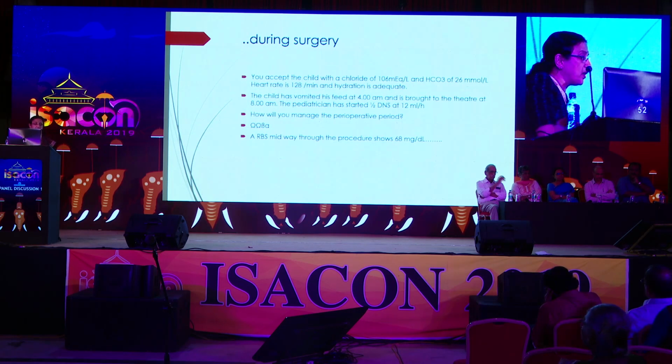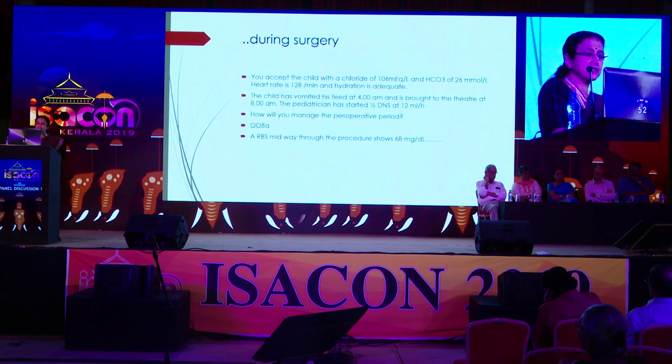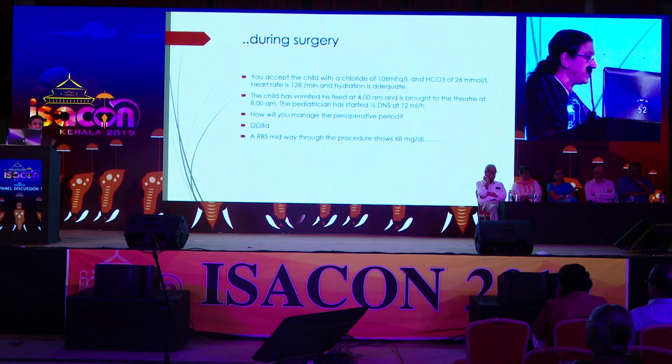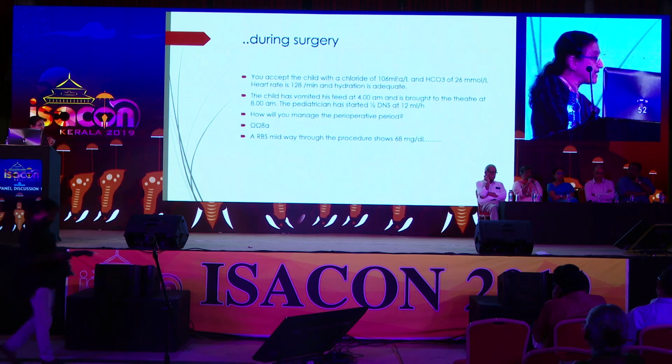The child is brought to the theatre at 8 o'clock. Meanwhile, the pediatrician has secured an IV line and the child is getting half DNS at 4 ml per kg per hour. So you get the child and you're going to give anesthesia. Leaving the anesthesia part, what exactly would you start as an IV fluid? What is your rationale for the choice of IV fluid? And then I'm just moving to this next question also because we are running short of time. Midway through the surgery, somebody measures the blood sugar and gets a value of 68.